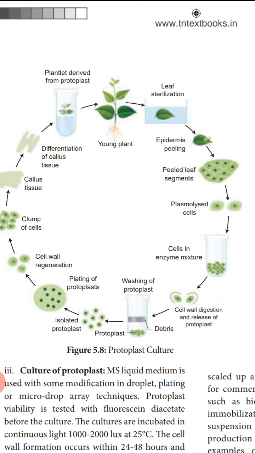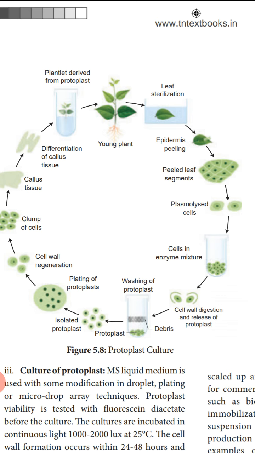Next, the protoplast. The MS liquid medium is used with some modification in droplets, plating, or microdrop array techniques. Now here we have isolated the protoplast. If there is a requirement, we fuse the protoplasts and get a somatic hybrid. Next is what? We are culturing the protoplast. For the growing of this protoplast, we are using a suitable medium, that is the MS medium.